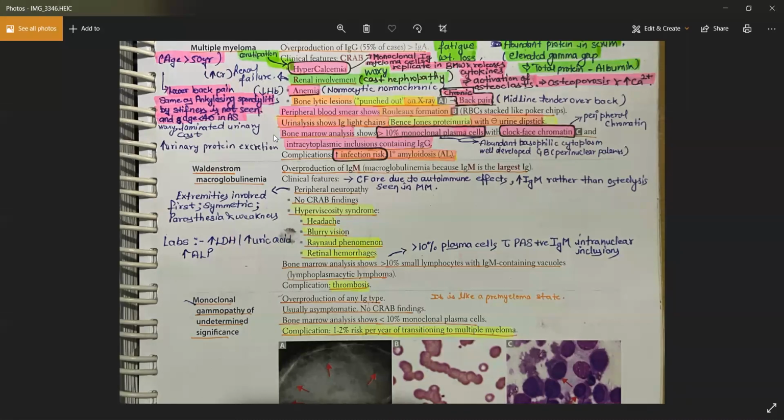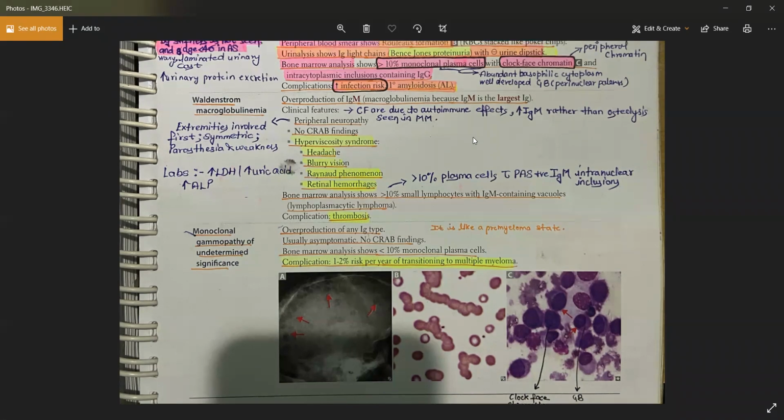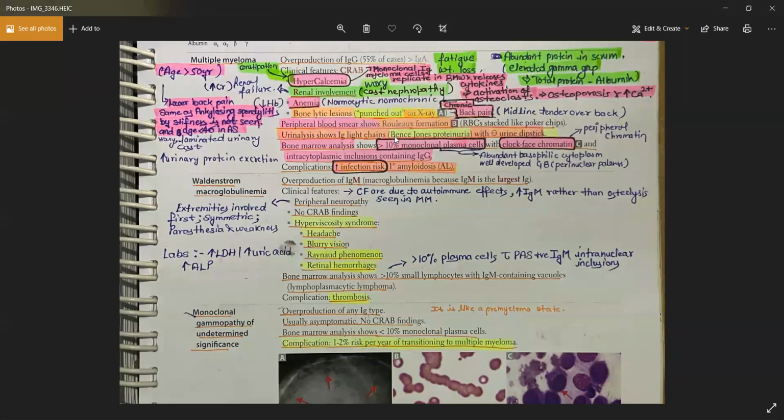On the bone marrow analysis, you will see more than 10% monoclonal plasma cells. Very important, the word monoclonal. These plasma cells will have an abundant cytoplasm with a very pale region, which we have discussed already, because of the Golgi body, right? That's how you will diagnose the case of multiple myeloma.